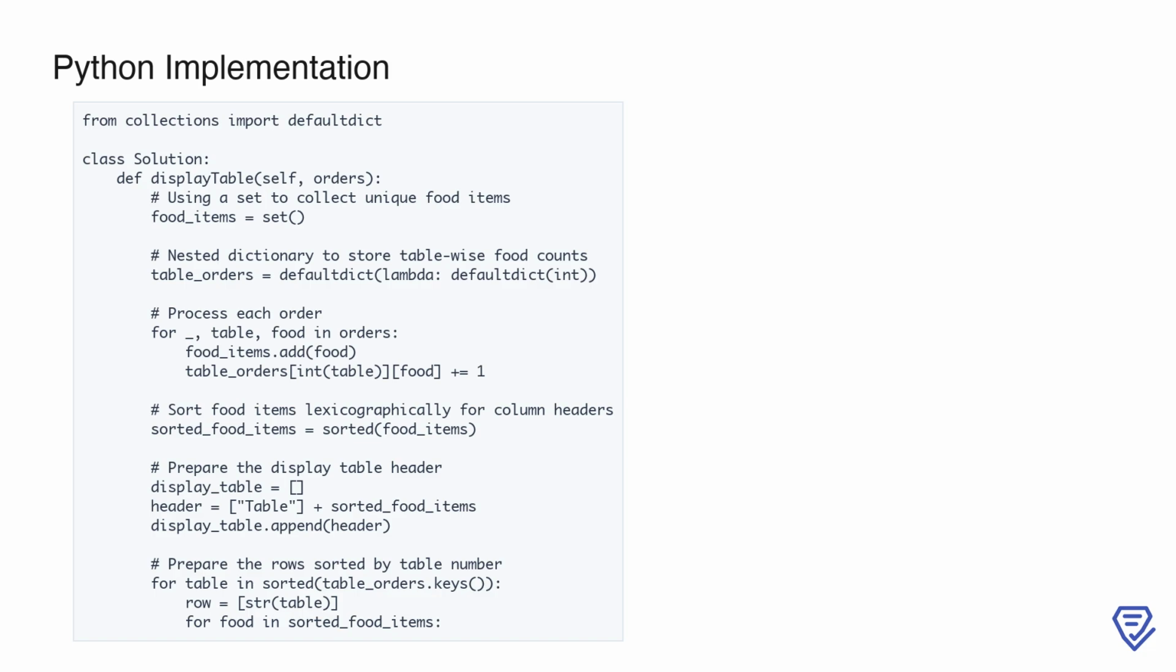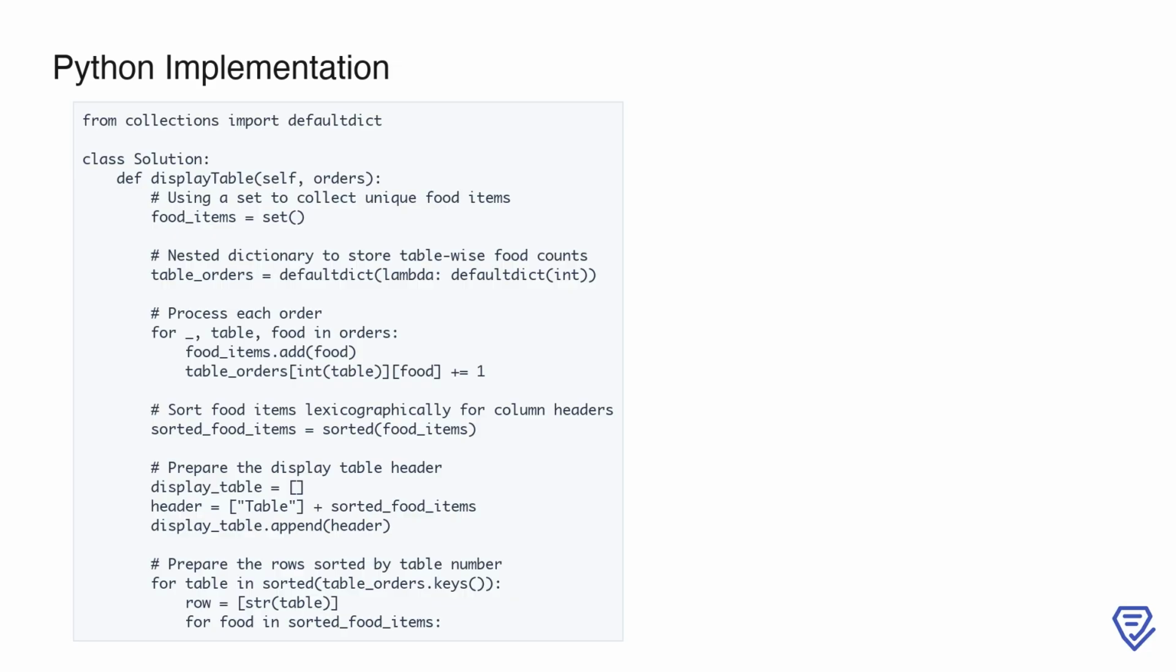Now, we iterate through the input orders, which is a list of lists. Each order contains 3 parts: the customer name, table number, and food item. We don't need the customer name for this problem, so we skip it. Instead, we focus on adding the food item to the food_items set and incrementing its count for the respective table in the table_orders dictionary. Once we have processed all the orders, we sort the food_items lexicographically to create the column headers for our display table.